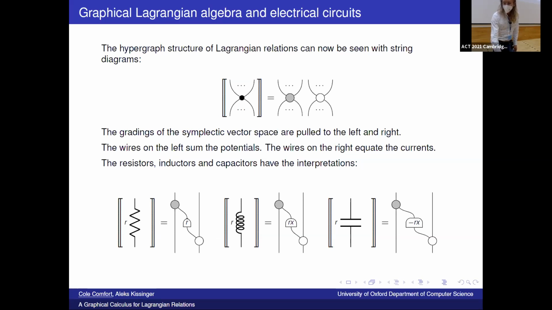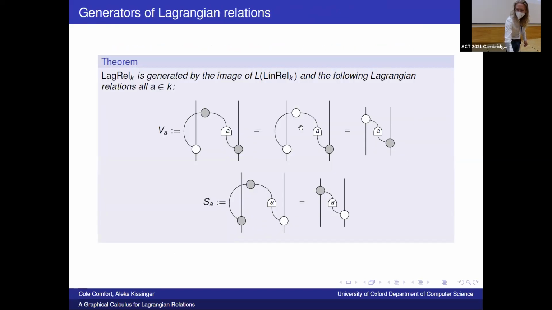In this paper on graphical affine algebra, they have these same interpretations. I don't think they had it in this framework of Lagrangian relations, but they had it in this framework of just pure affine relations. But we can see that all of these things here are just variations of this V sub A generator.